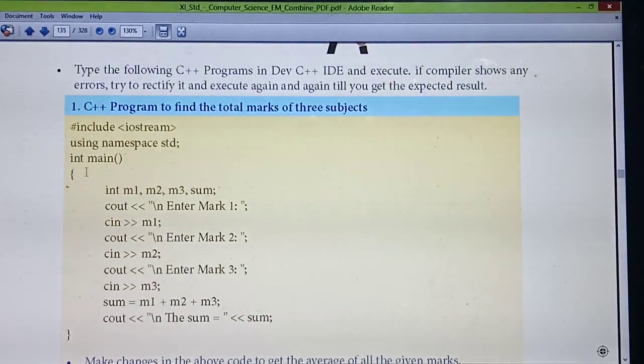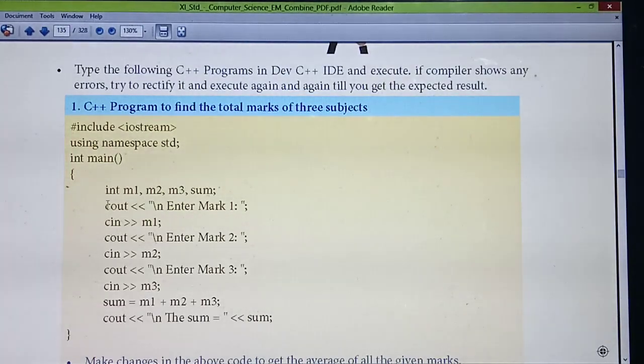Listen carefully. Next you are going to enter the marks for 3 subjects. How many variables do you need? 3 variables, isn't it? And you are going to add the 3 marks and store the result in another variable. So totally 4 variables you need. Marks are of which data type? Numbers. Which data type do you need to mention for numbers? Integer. What's the short form for integer? int.